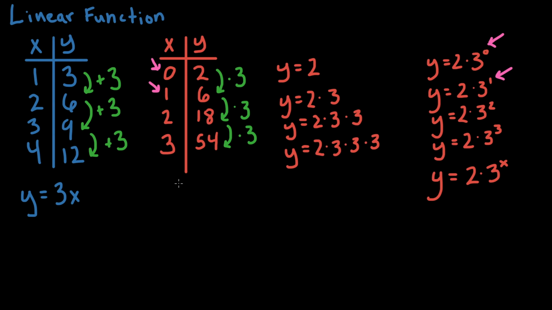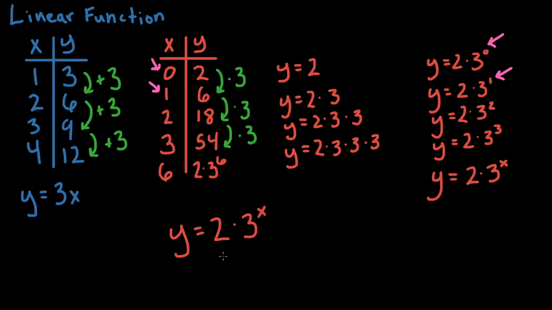So if we wanted to know, for example, skipping some steps here, when x is equal to 6, what the y value is equal to, that would just be 2 times 3 to the 6th power. Let me rewrite this function down here. So this is y is equal to 2 times 3 to the x power.